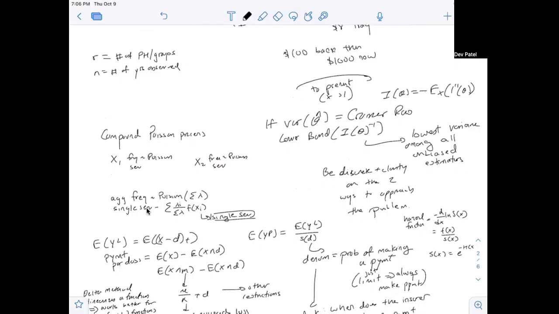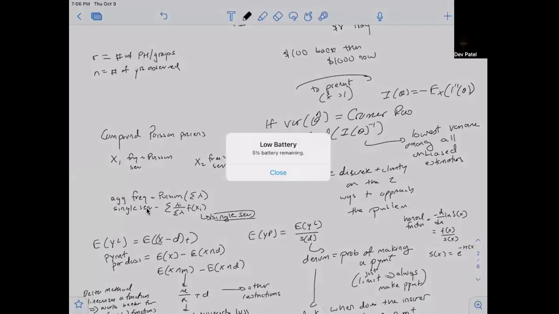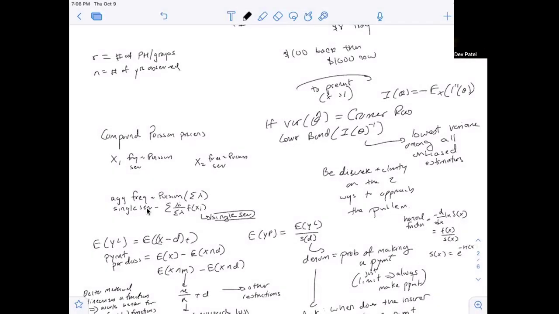Compound Poisson processes. A commonly asked question is when you have multiple collective risk models where the frequency follows a Poisson and the severity follows a certain distribution. So let's say you have n portfolios, each portfolio has a frequency and a severity distribution, so X1 to Xn. The aggregate frequency is Poisson with the sum of all the lambdas. We know that's the case: the sum of Poissons is also Poisson with the summation of the lambdas. That is your aggregate frequency.